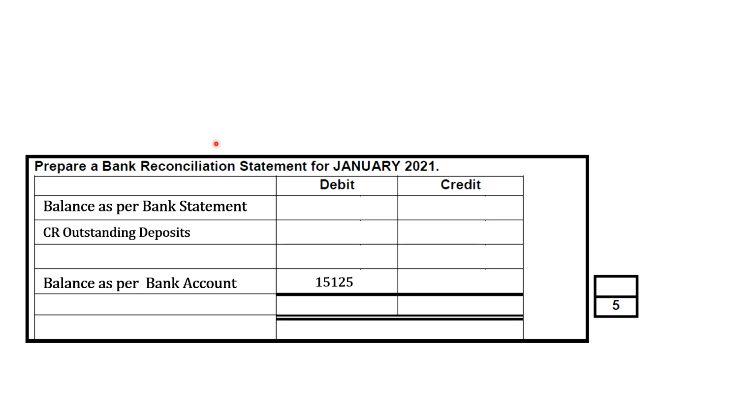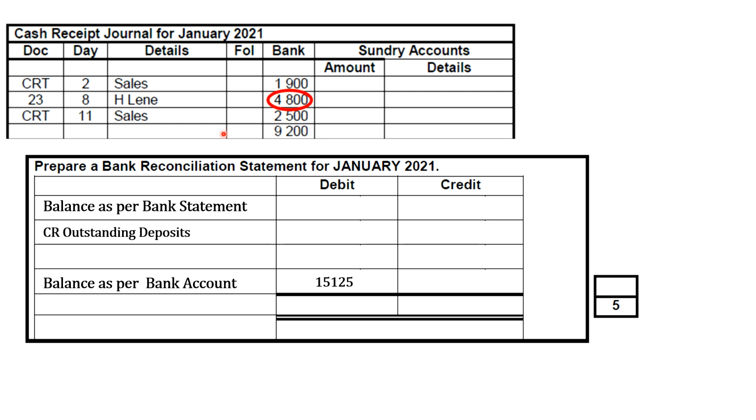So, like I said, that 4,800 that was in our cash receipt journal but was not in the bank statement means the bank forgot to record this. The bank omitted it. And like I said, any errors made by the bank, we fix them in the bank statement. So since the bank forgot to record it, we are going to record it for them on the credit side, 4,800. Now that we're done with the amounts from CRJ, we need to record our amounts from CPJ.